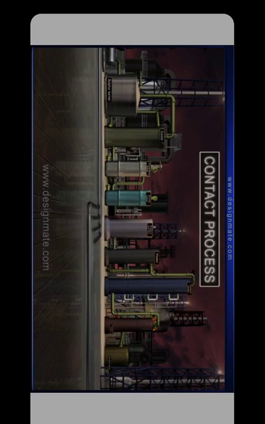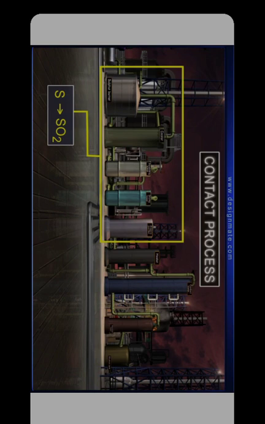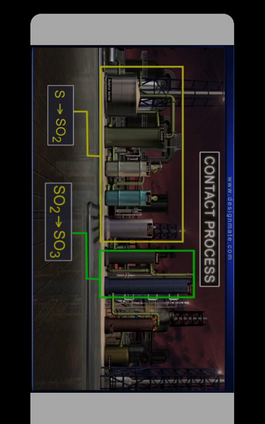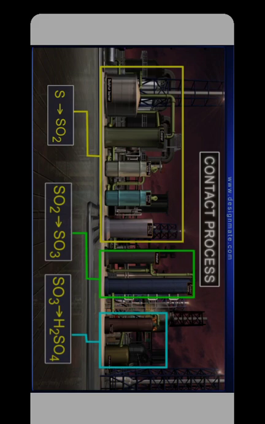Thus, manufacture of sulfuric acid by contact process involves production of dry sulfur dioxide from molten sulfur, conversion of this sulfur dioxide to sulfur trioxide, and finally the production of oleum, which is further diluted to the required concentration of sulfuric acid.